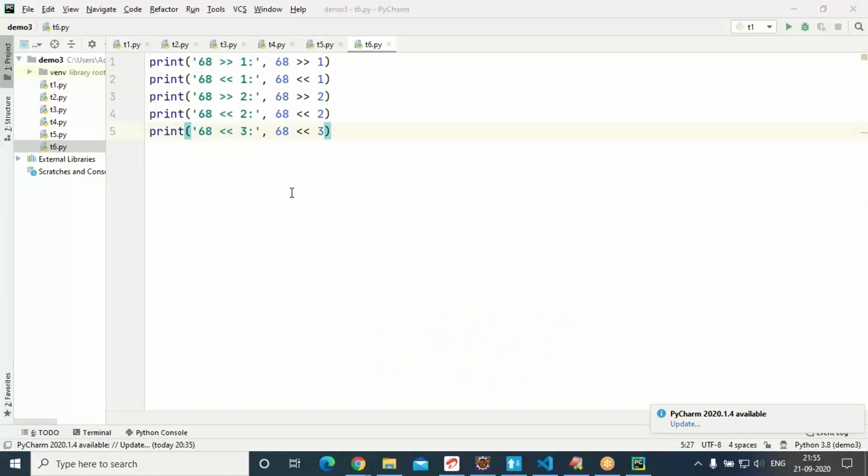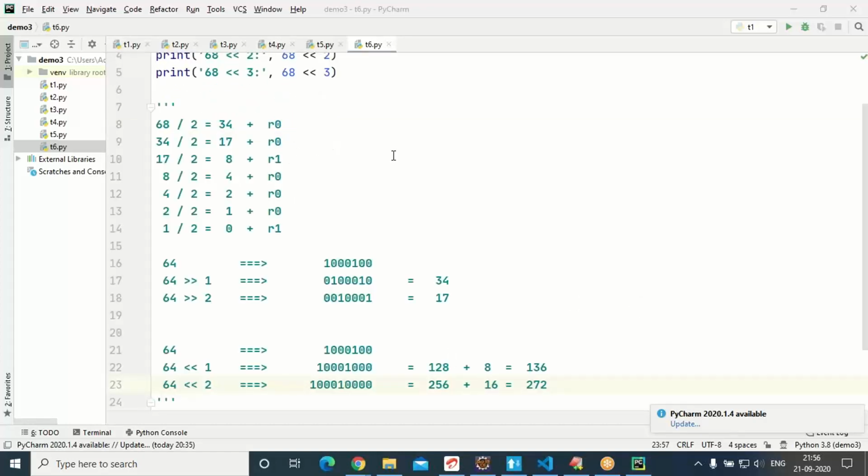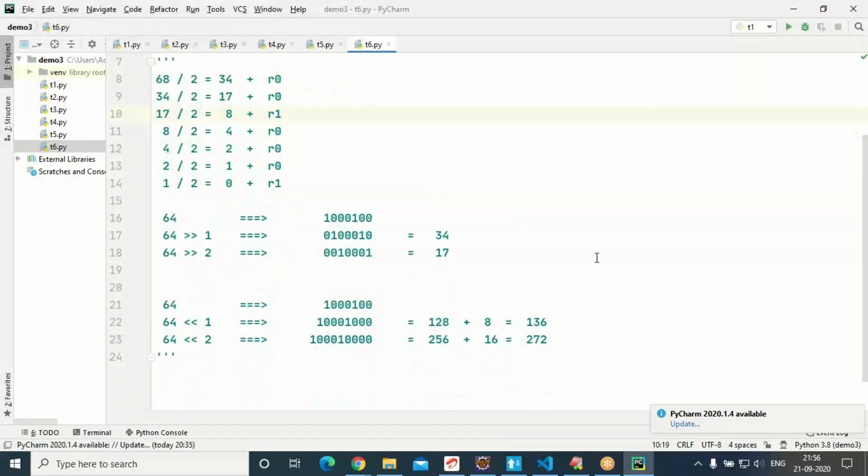Right shift by 1, left shift by 1, right shift by 2, left shift by 2, left shift by 3. You can go for right shift by 3, left shift by 4. Please check it out. Understood, everybody? It's not difficult. Move to the next example.